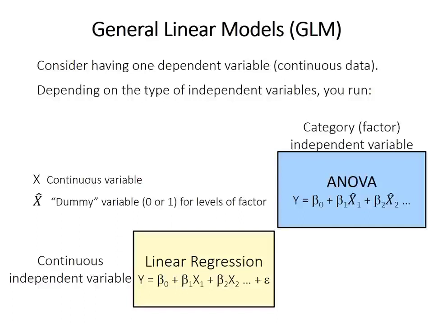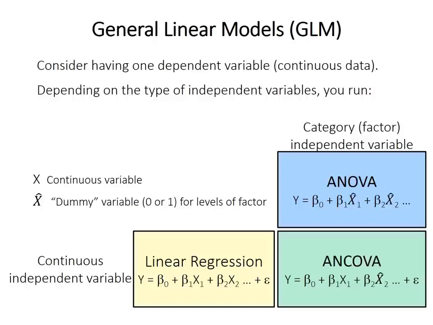So ANOVA is actually an example of a type of general linear model, and it's related to linear regression, except the factors, which I've given like x1 hat and x2 hat here, are treated as something called dummy variables, where they're just coded as 0 or 1 for the different levels of the factor, for the different categories that they belong to. So ANCOVA is a type of general linear model when you have a mixture of continuous and categorical independent variables. You can think of it as an extension of ANOVA or an extension of linear regression, but in reality all three are just specific cases of the general linear model.